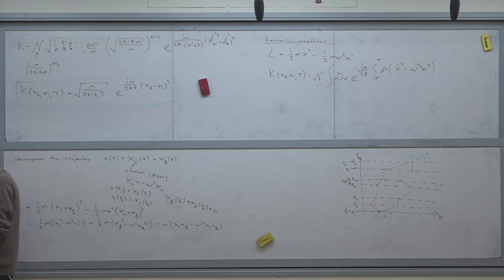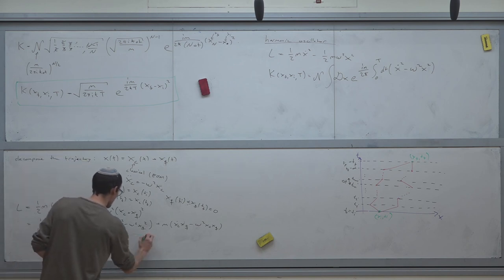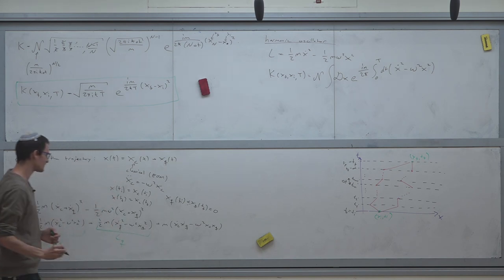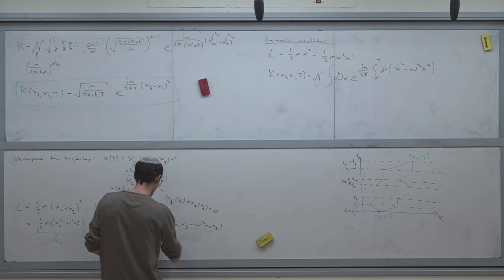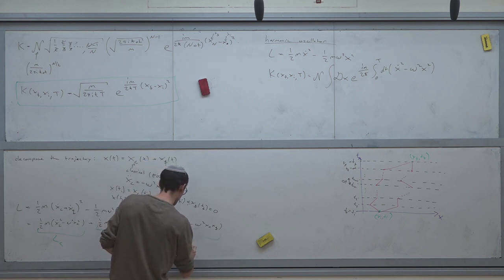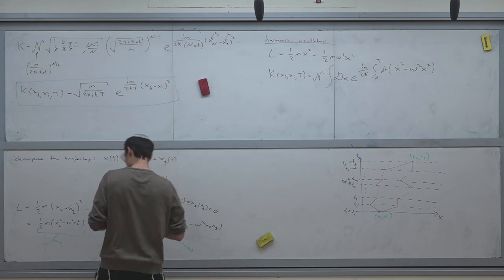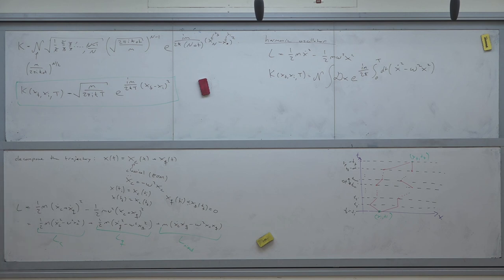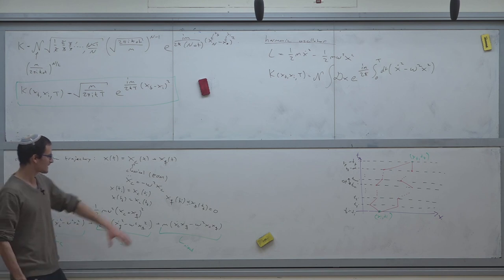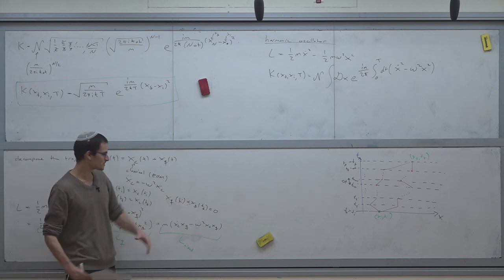And so what you see, I've now broken it down into three different parts. The first part depends only on the classical trajectory, so I'll call this the classical Lagrangian. The second part depends only on the quantum trajectory, so I call this the quantum Lagrangian. And then there's one term which I don't like very much, and that's the mixed term. The cool thing about the harmonic oscillator, and this happens only for the harmonic oscillator, is that this term is zero. And let me show you why.